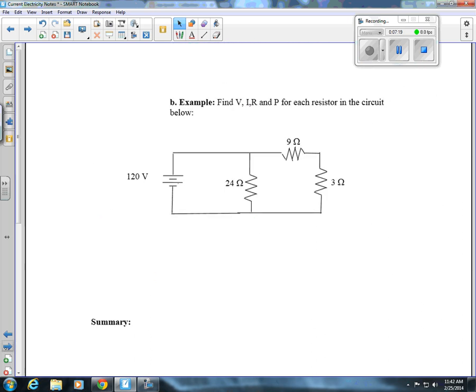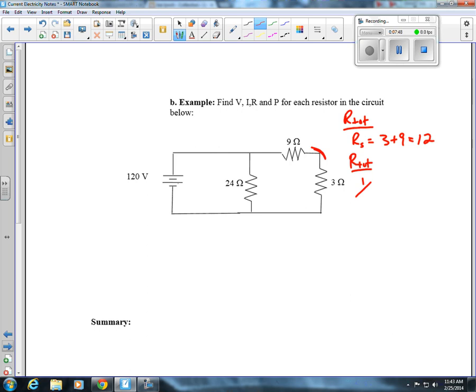We have one more problem that's similar. For this one, again, we're going to find our total. Now this time, we have these two in series, and then that series is in parallel to 24. So for this one, what I'm going to do is find the R series is equal to 3 plus 9 is 12. And then our total, I'm going to find by doing 1 over R total is 1 over 12 plus 1 over 24.